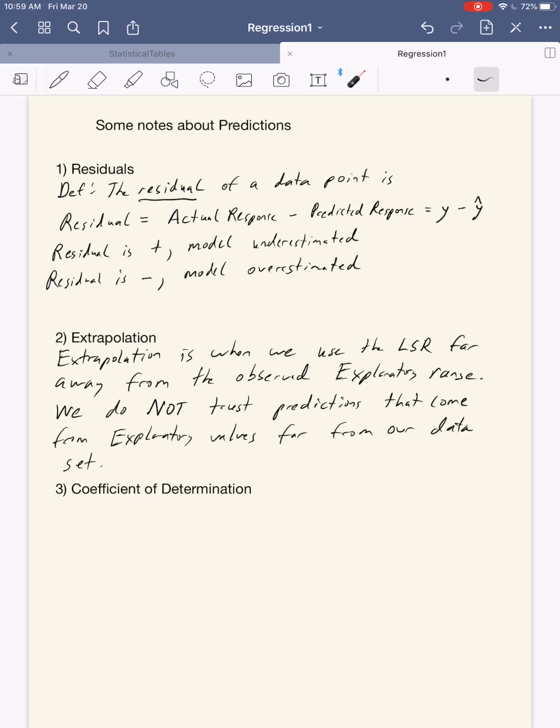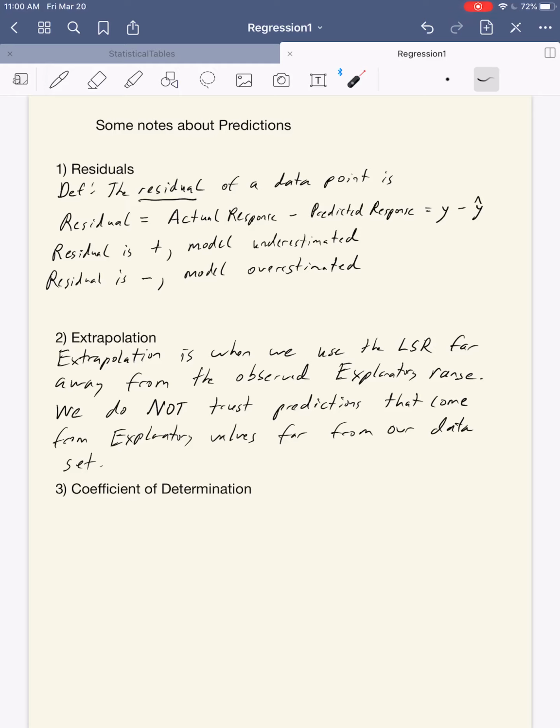What this comment means, this idea of extrapolation, is that when we build a linear model, we're building it based off of a data set that we observed and that we used to convince ourselves that there was a relationship between the two variables. Now, that data set is going to have some range of explanatory values, right? There's going to be a lowest explanatory value and a highest explanatory value. What we're saying is that we trust our model in that range, where we observe the data, but we do not trust that model far away from that data set.